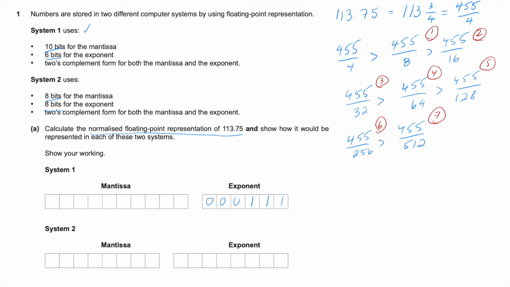And if we wanted to show this in our system 2, we're going to have the same answer, but because we have more bits, we're just going to have more zeros. So it would just look like this. Not a huge difference there. But now that we have this fraction right here, we want to find out what our mantissa is going to be.